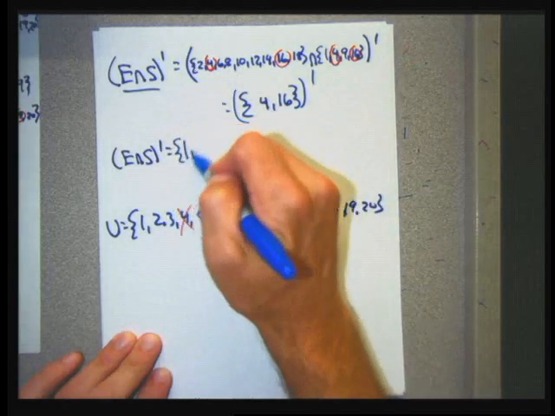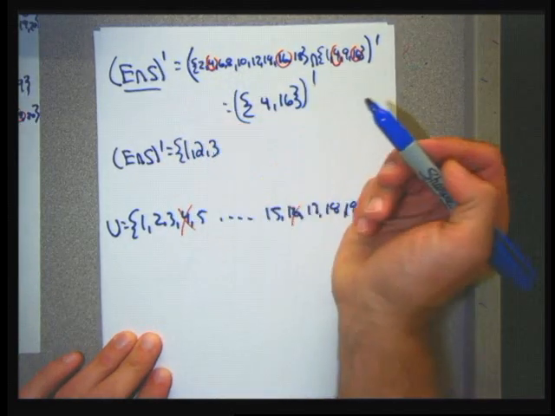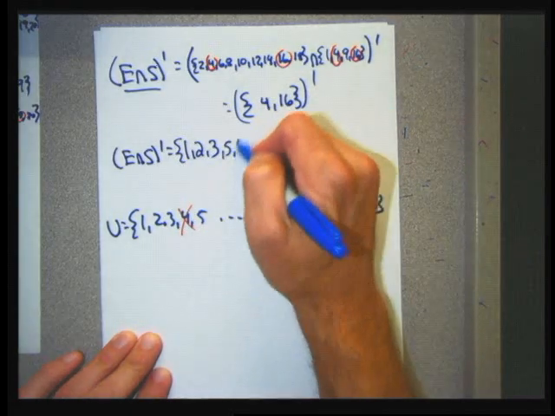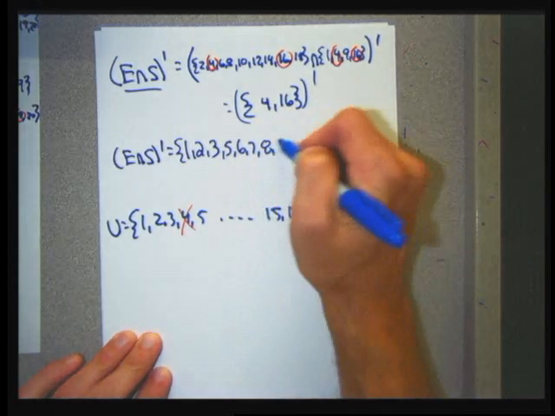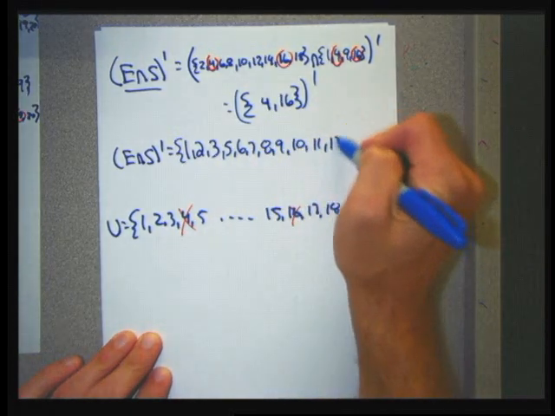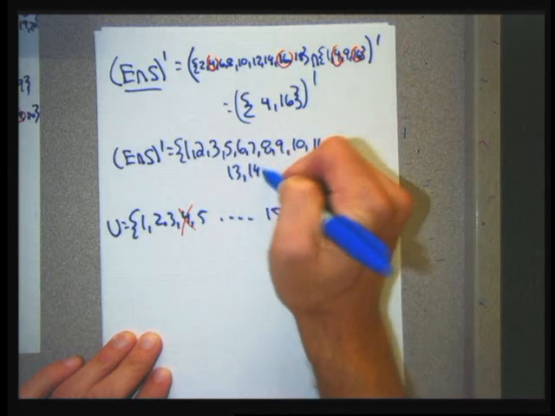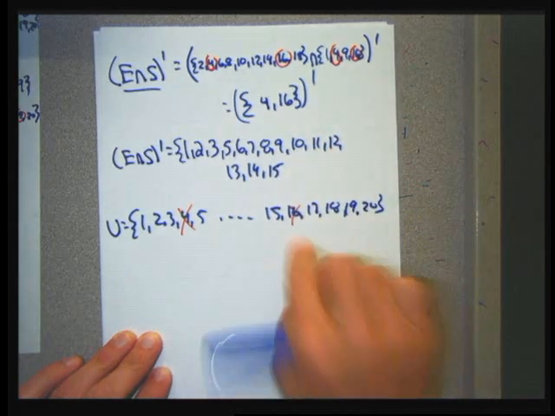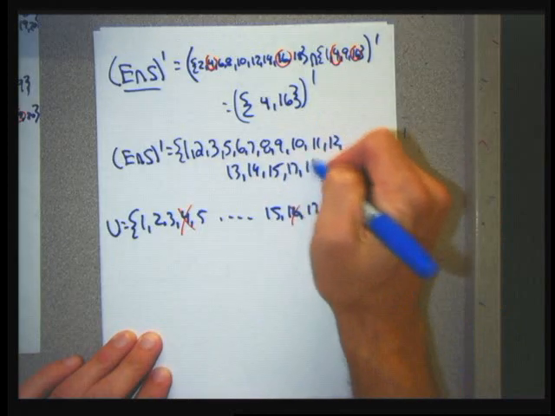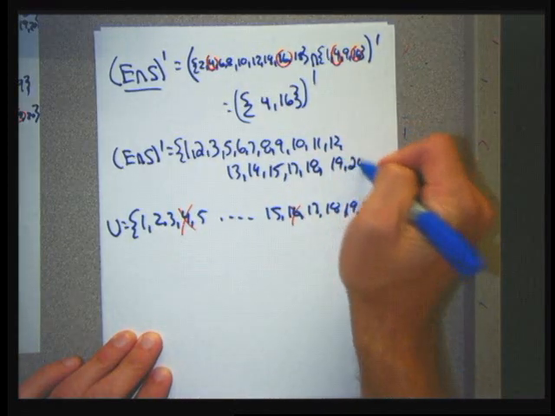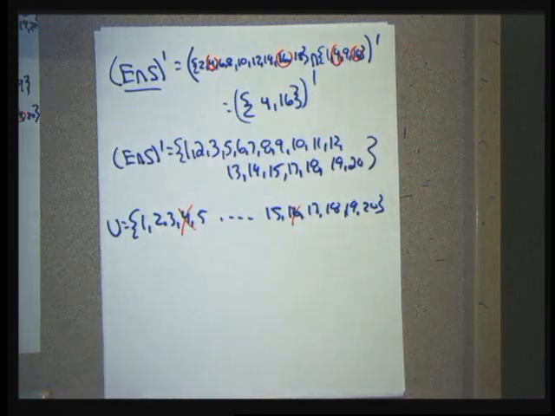So they're going to be the numbers 1, 2, 3, not including 4, I crossed it out, 5, 6, 7, 8, 9, 10, 11, 12, 13, 14, 15, not 16, I crossed it out, 17, 18, 19, and 20. So that's the answer to that.